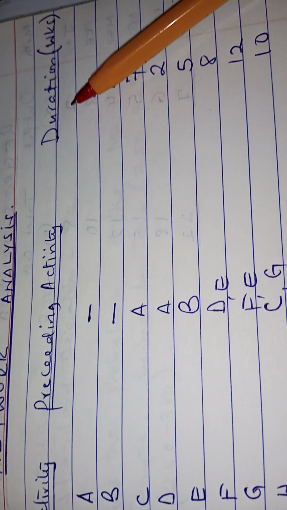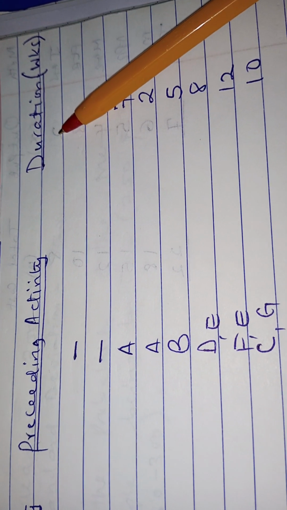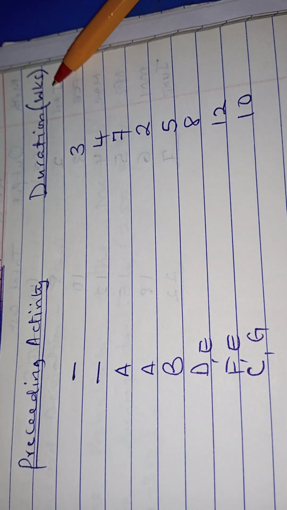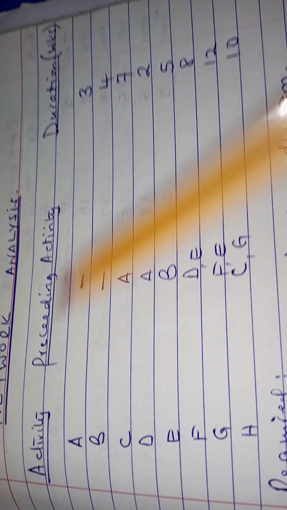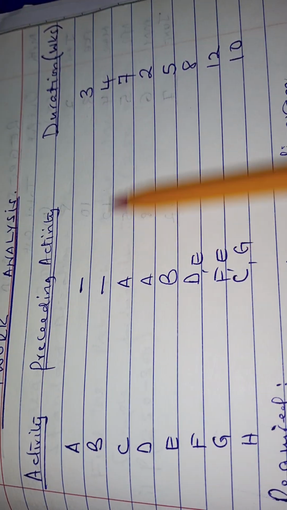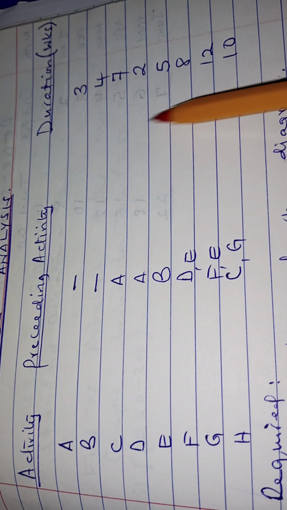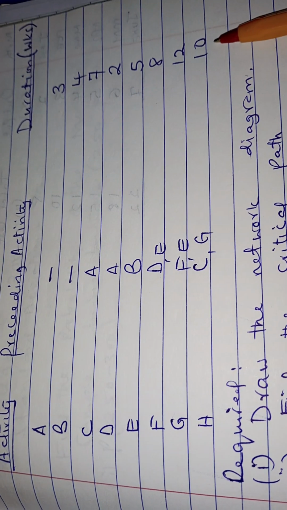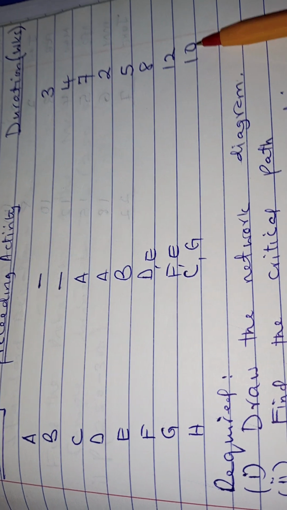And then we also have been given the duration. The duration is given in weeks, right? For example, the activity A takes 3 weeks, activity B takes 4 weeks, and so on and so forth until we get activity H having taken 10 weeks.